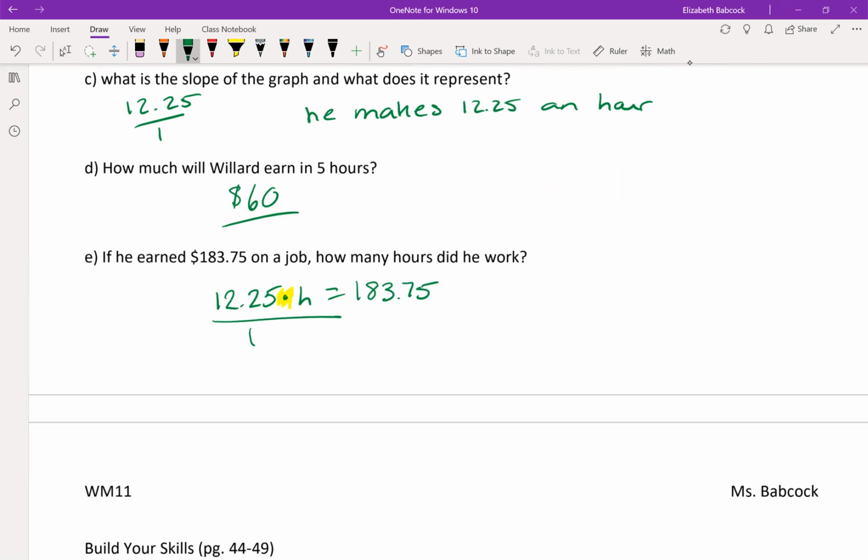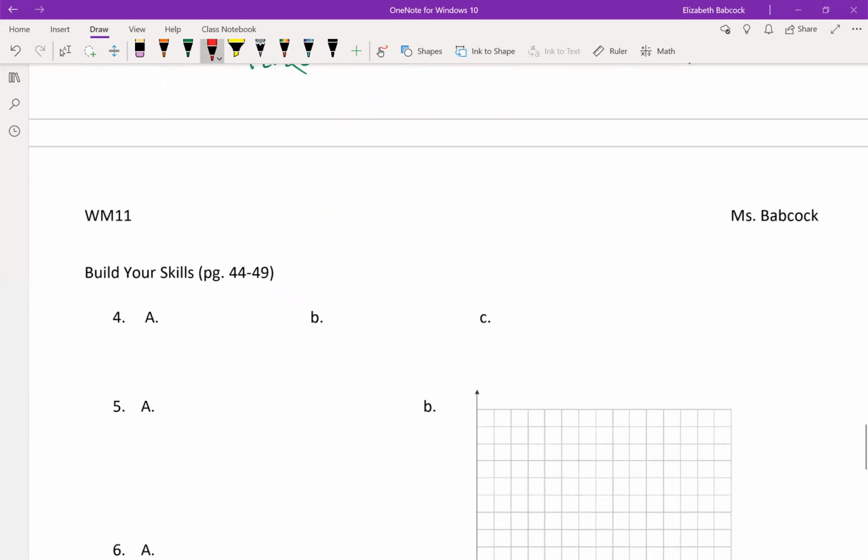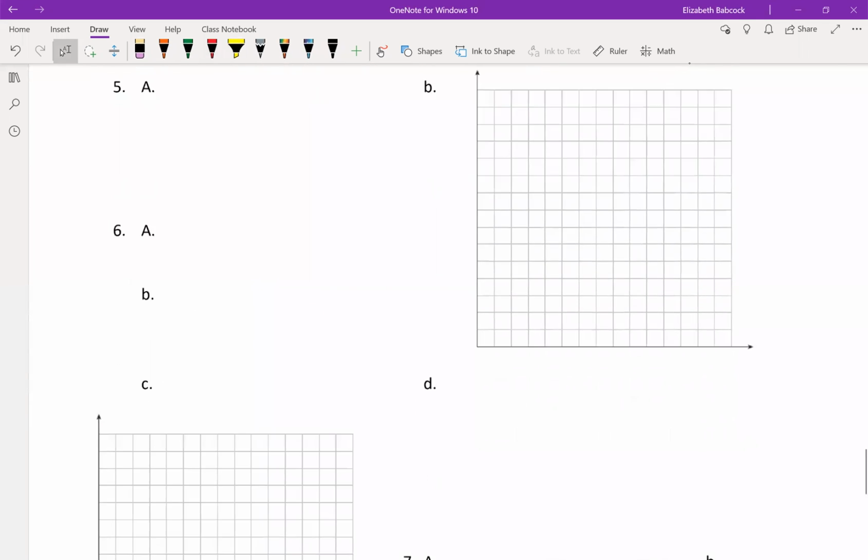You divide. So those are going to cancel each other out. But what you do to one, you gotta do to the other. So divide it out, see what you get. And you get, let's see, how many hours? 183.75 divided by 12.25. 15 hours. Done.